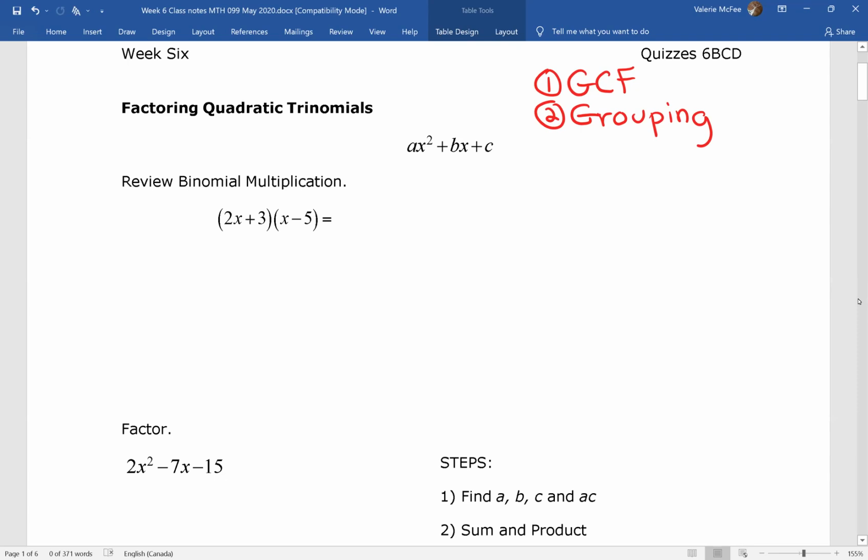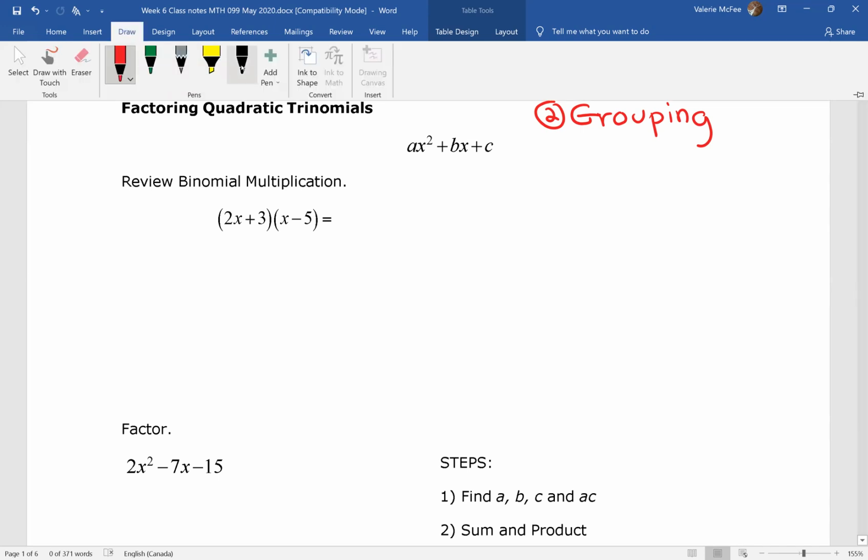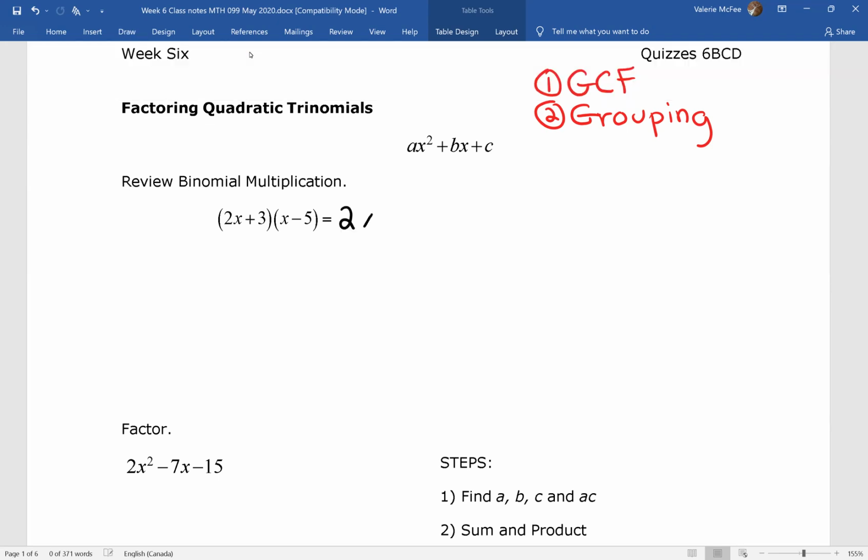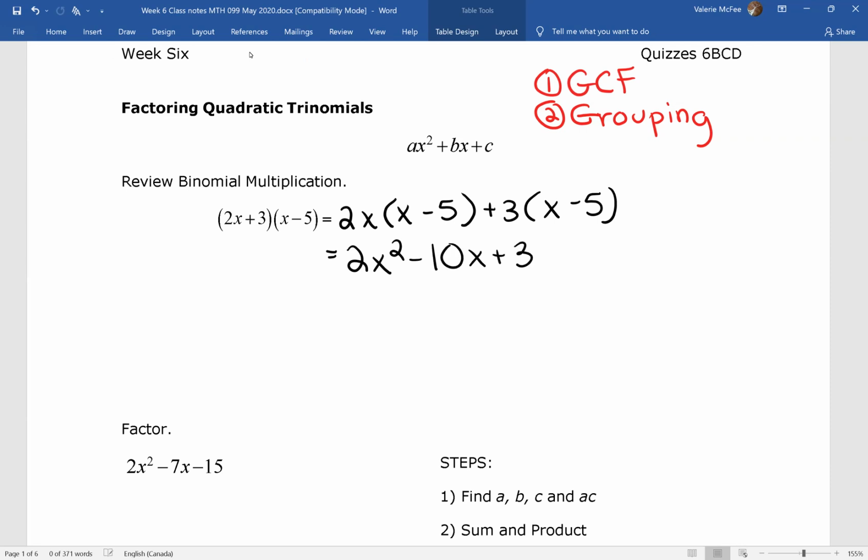Before we start factoring quadratic trinomials, let's do some review of binomial multiplication. So remember that we're going to take the 2x from the first bracket and multiply the second bracket. We're going to take plus 3 from the first bracket and multiply the second bracket. And then we can combine our like terms in the middle.